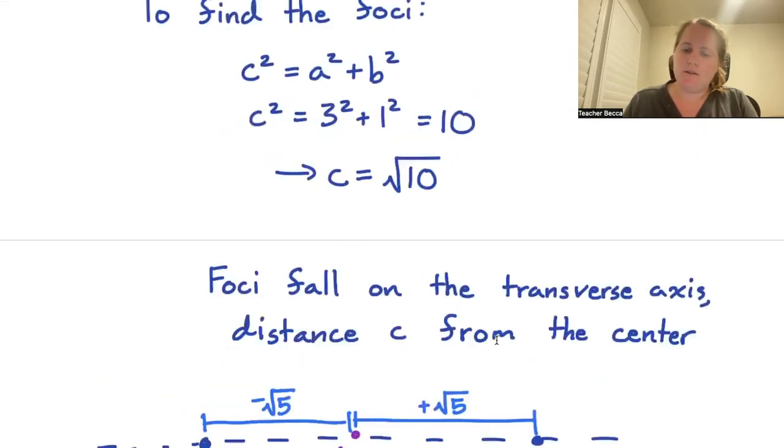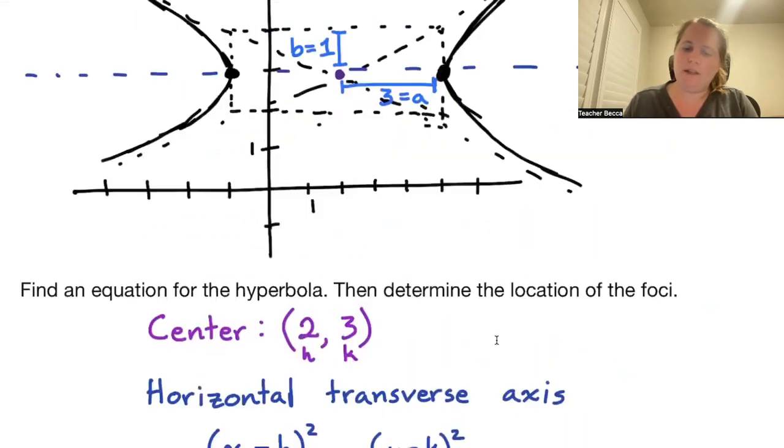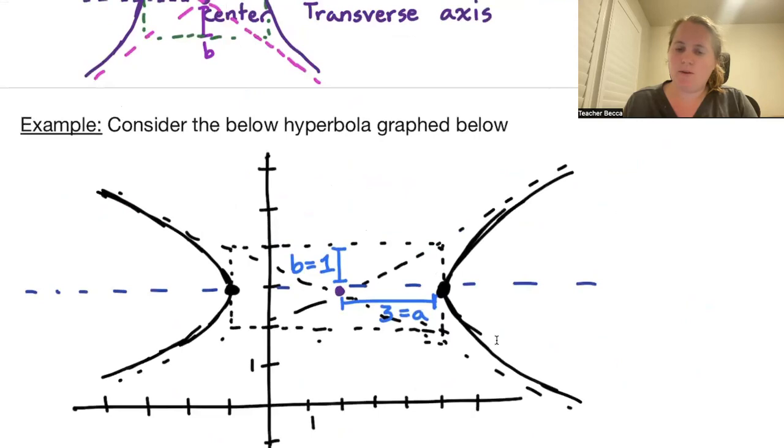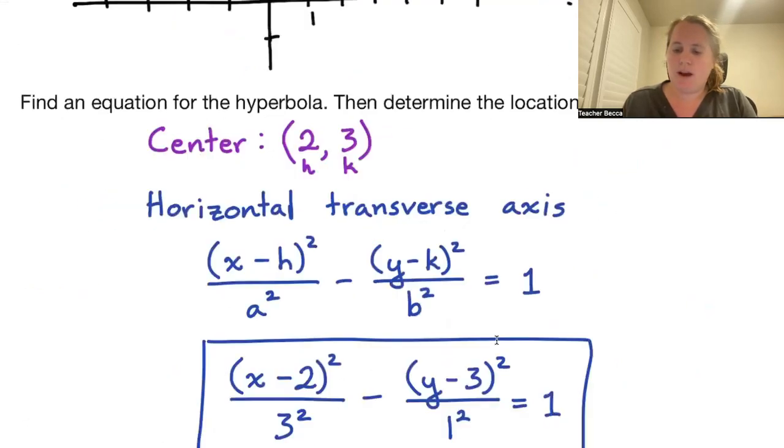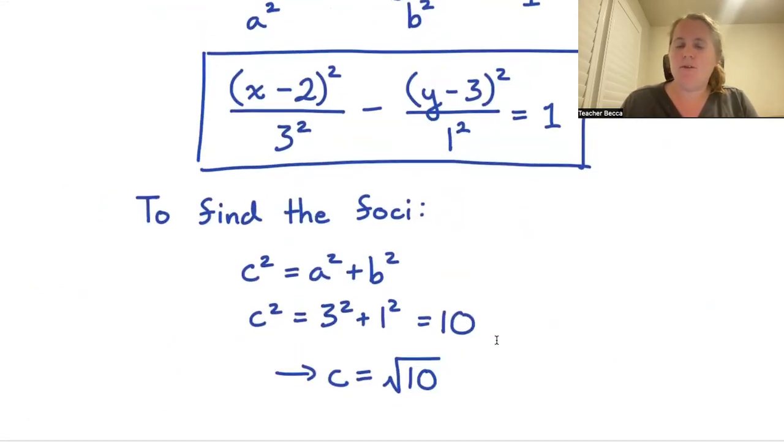So that is how we can go about finding the equation from a graph. Note, if you have the equation, you can then create this box and draw your graph from there. Just pay attention to whether you have a horizontal or a vertical transverse axis.